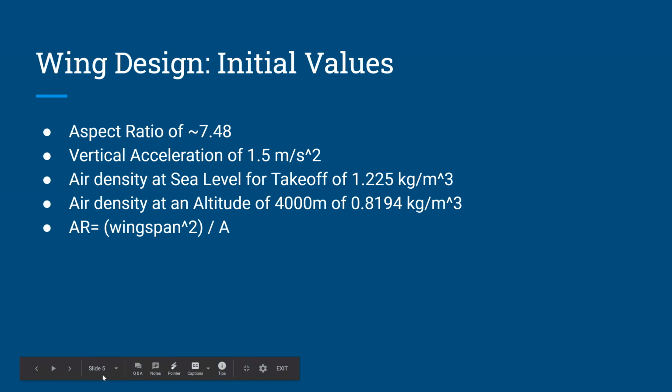Once we had our airfoil selected, we needed to go forward to design the wings. We decided to go with an aspect ratio close to the original Cessna Skyhawk, so as you can see, around 7.48. Once we had that, we used other initial values: the standard vertical acceleration of 1.5 meters per second squared, the air density at sea level, and the air density at the altitude of 4,000 meters, which is about the maximum for the Cessna Skyhawk. And then we use the aspect ratio formula, which you'll see in the next slide.